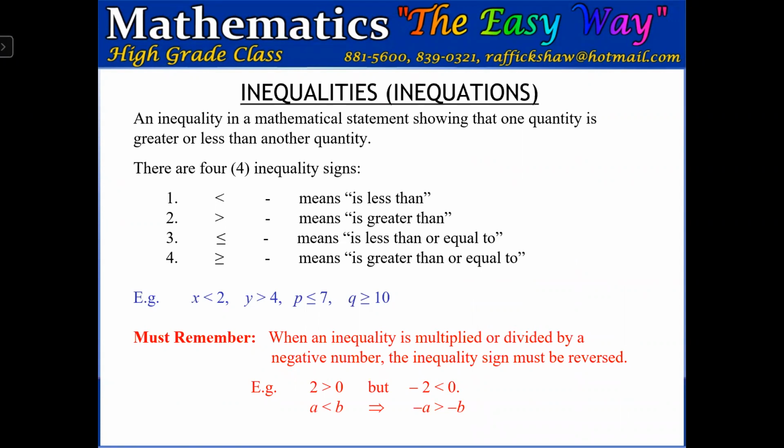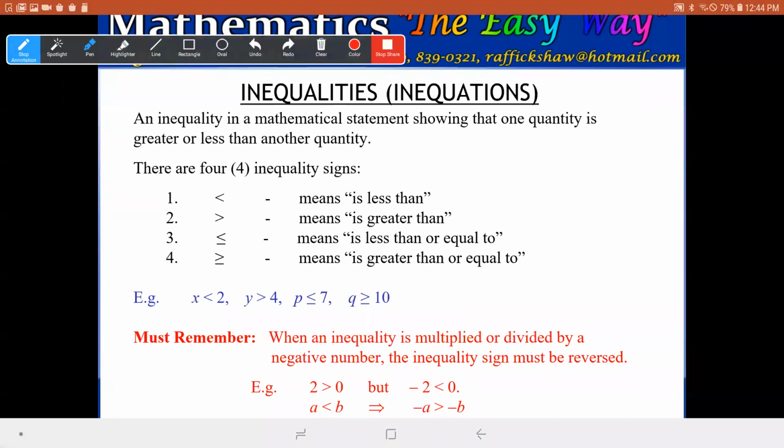that says A is less than B. You don't know what the value of A is, and you don't know what the value of B is. If A is less than B, and you multiply by a negative 1, then the negative A becomes greater than negative B, because you have to reverse the inequality sign. This sign is reversed to that. So this becomes negative A. This becomes negative B. When you multiply by negative 1, for the inequality to remain true, this less than sign becomes greater than. So it's something that you have to remember.